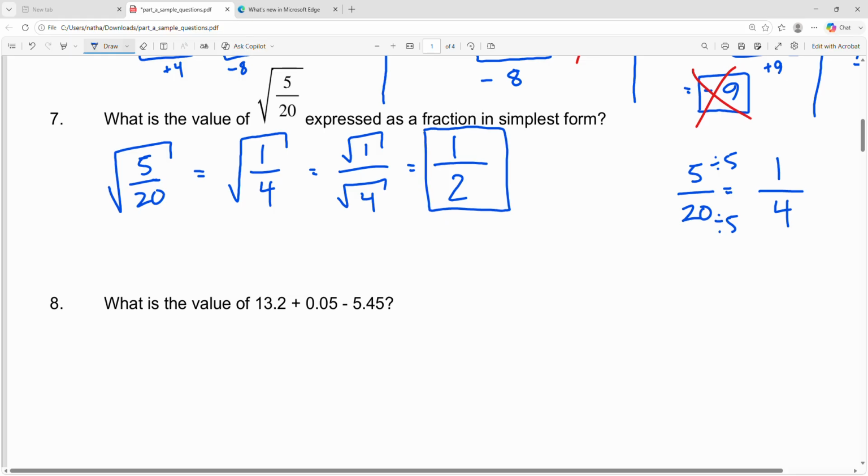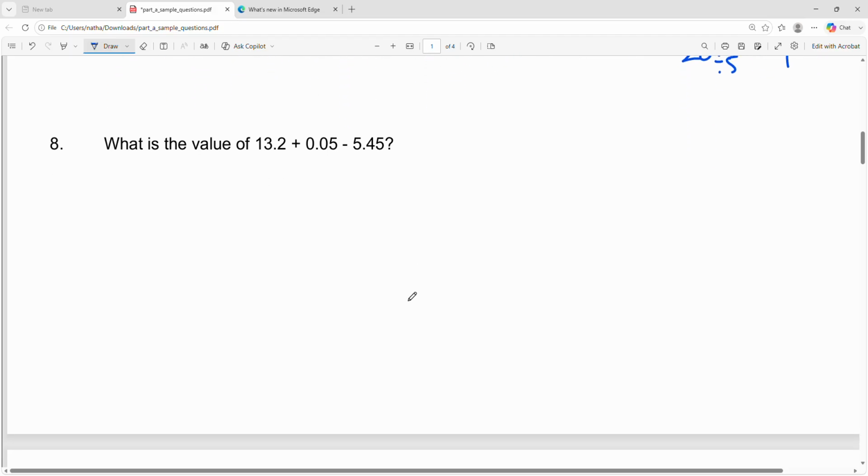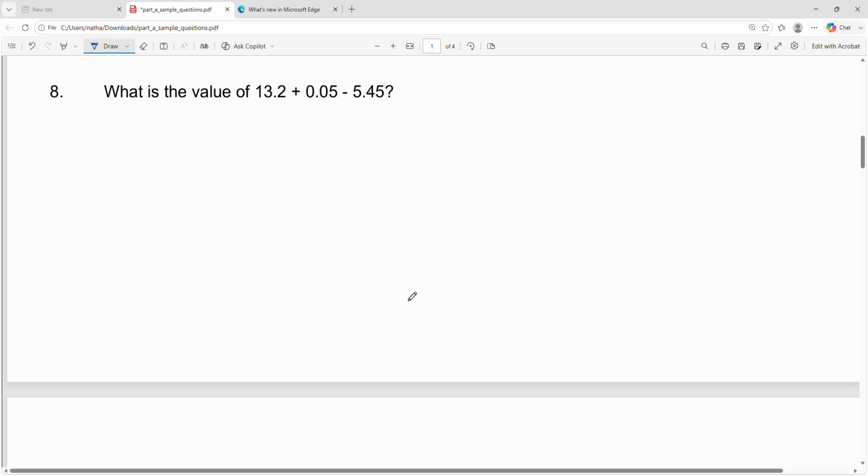Okay, pretty quick and easy question, as long as you're comfortable and familiar with these couple of little rules. Let's go on to number 8. Number 8, what is the value of the following numbers? So we're adding decimals, okay, adding and subtracting rational numbers, in this case particularly decimals.